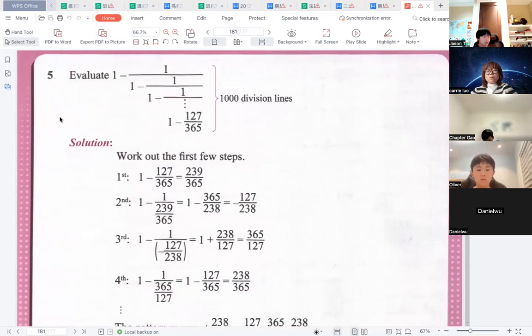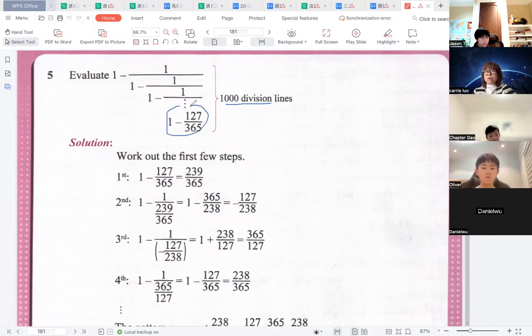Okay, so 1 minus 1 over 1 minus 1 over 1 minus 1 over. So you can take a look at this one. This question, it's impossible for us to find all the answers one by one, right? Because there are so many layers, 1,000 division lines. So when we have numbers like that, it's impossible to solve manually, to do 1,000 layers one by one, right?